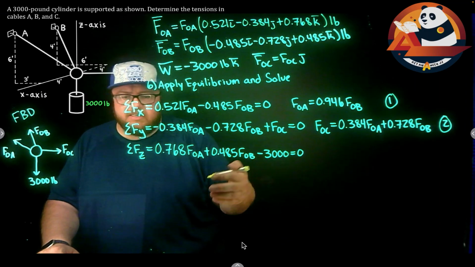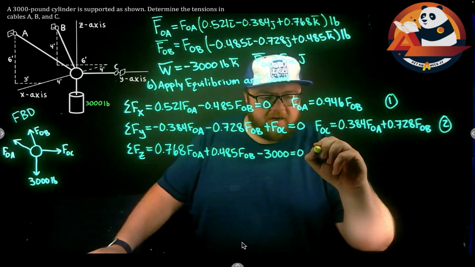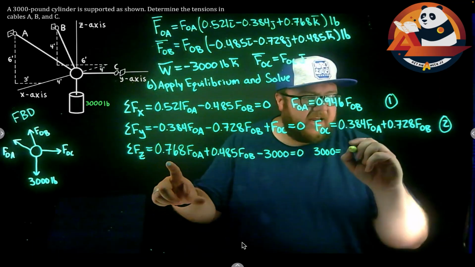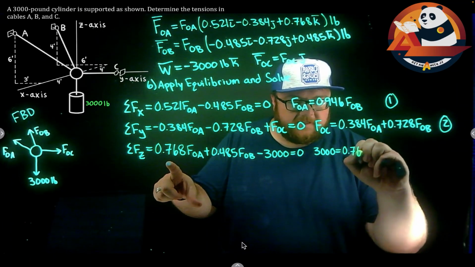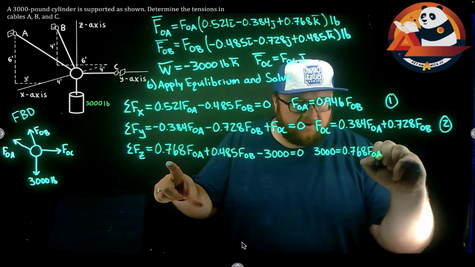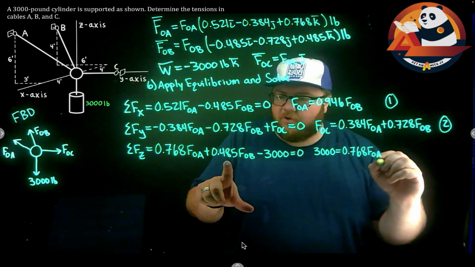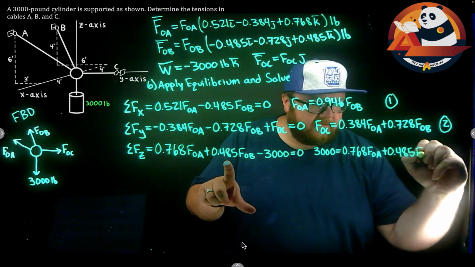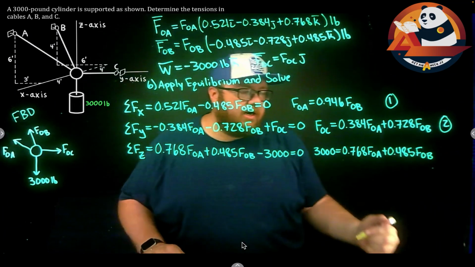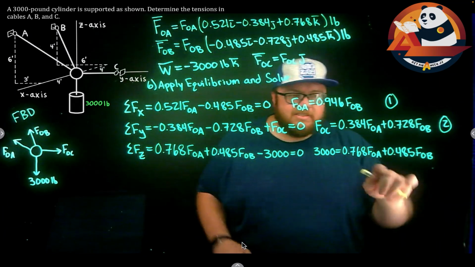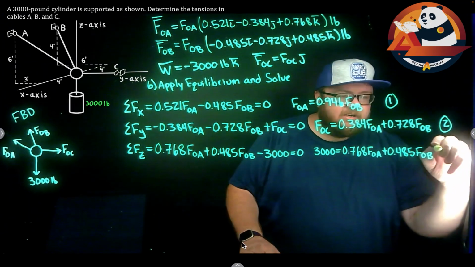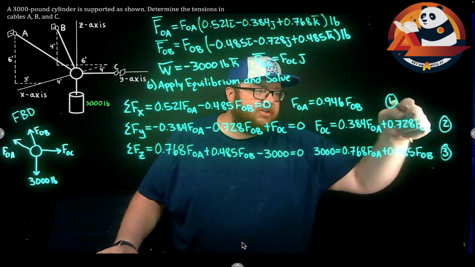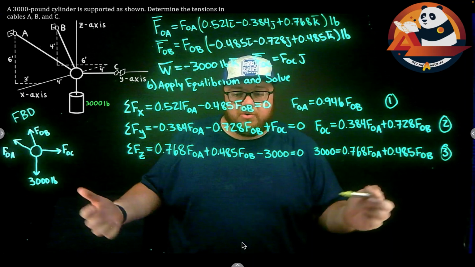Again, let's go ahead and rearrange this. I'm just going to move the 3,000 to the other side. We get an equation here: 3,000 equals 0.768 FOA plus 0.485 FOB. Two unknowns in here. They're two of the unknowns that I've used before. I really have a third equation, though. 3 equations, 3 unknowns. I can work with this. Really, between equation 1 and 3, it's the same 2 unknowns. I can do 2 equations, 2 unknowns here.